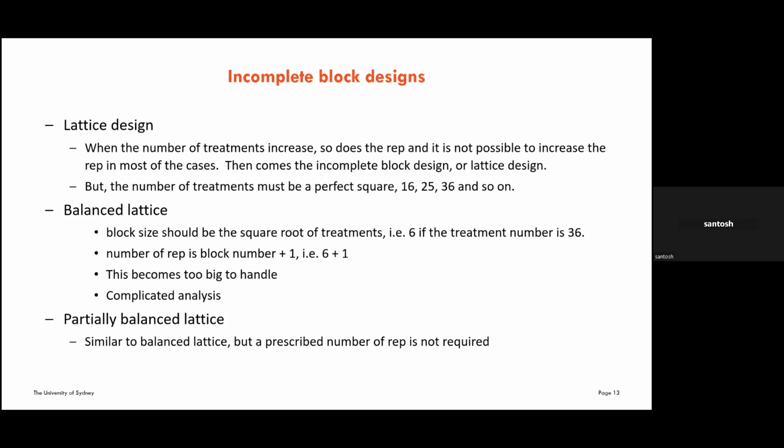And then it is not possible to do that kind of experiment because it's too big. So then it comes to incomplete block designs. In incomplete block designs, there can be different variations. I'll outline only a couple here. What is a lattice design? It is a good design, but the number of treatments must be a perfect square. For example, 16, 25, 36, 49, 64, like that.